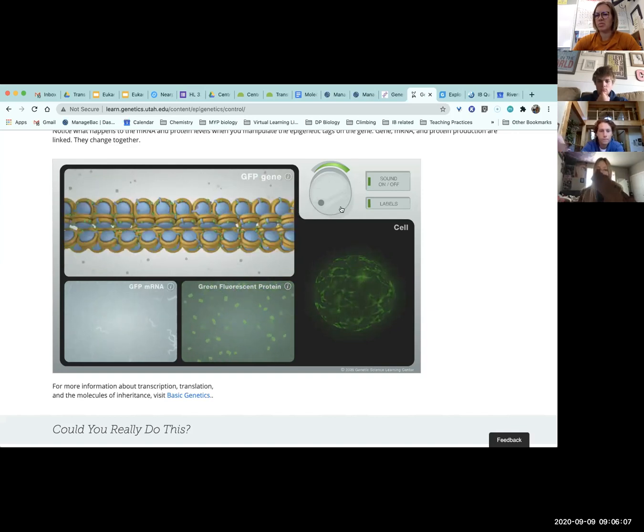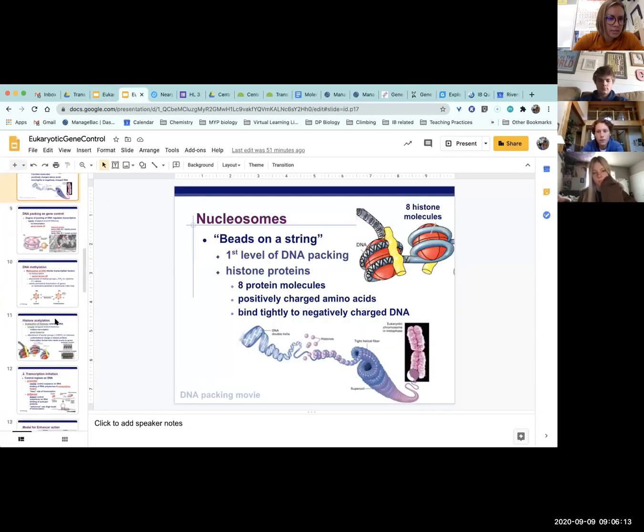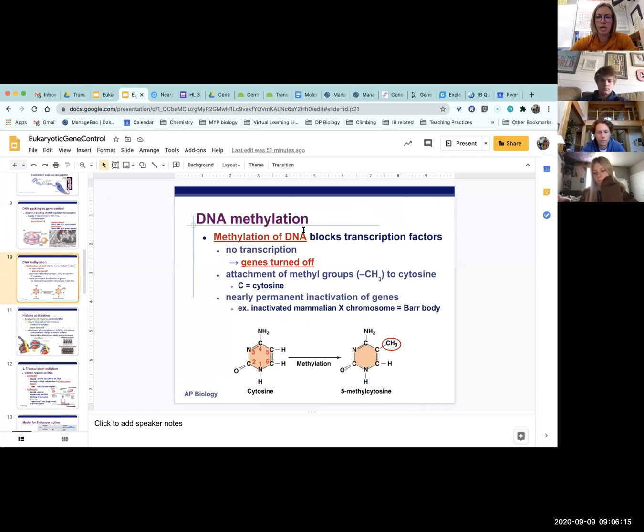You constantly have methyl, like methyl is just CH3. It's nothing complex or crazy. So I can show you here. Again, this is in your notes, but I'll also just share this slideshow with you guys so you can see it. So these are the notes that we took over DNA methylation, but methylation of DNA blocks transcription factors.